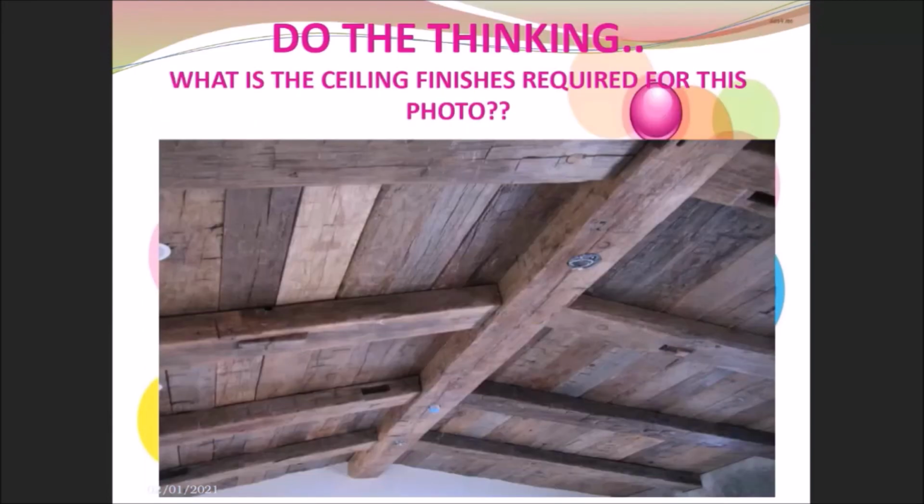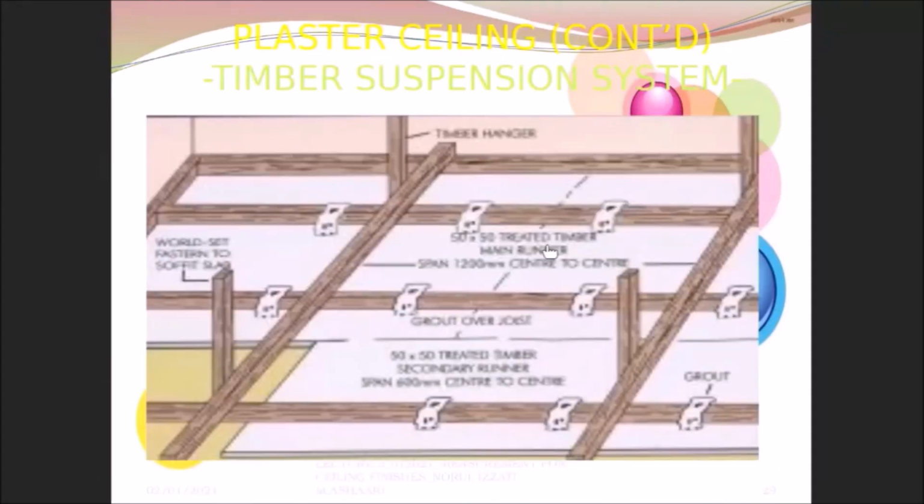Measure in number. Okay, so before we proceed, do the thinking. What is the ceiling finishes required for this photo? Anyone can answer? Fine. Okay, this is to recap on the timber suspension system. If you need to have, you need to measure this one in detail. If there are details, you have to measure one by one. This is the ceiling joist, this is the runner, and then this is the clip system where the white color is your ceiling.